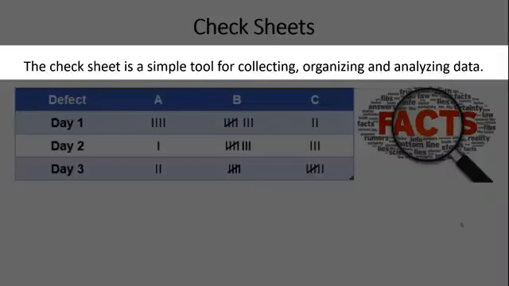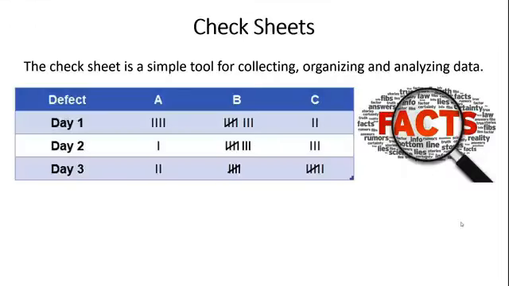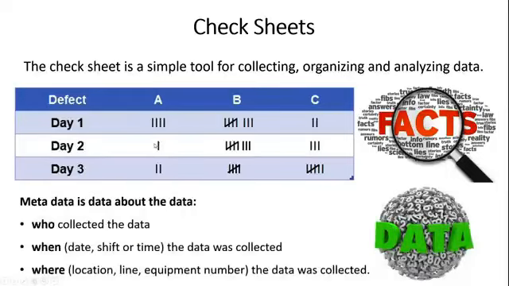So the check sheet is a very simple tool for collecting, organizing, and analyzing data. Every problem you solve or every improvement you make should be based on data, and the check sheet is probably the most powerful tool for collecting data. Now, there's something wrong with the check sheet that I'm showing you here on the screen, and that problem is it doesn't have any metadata.